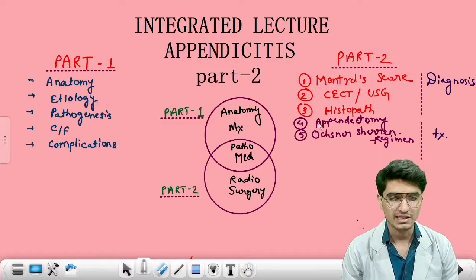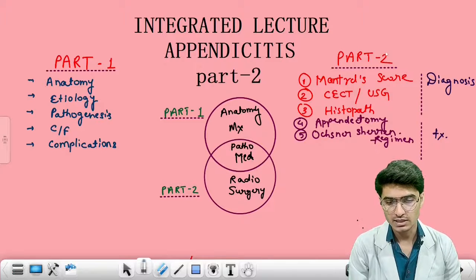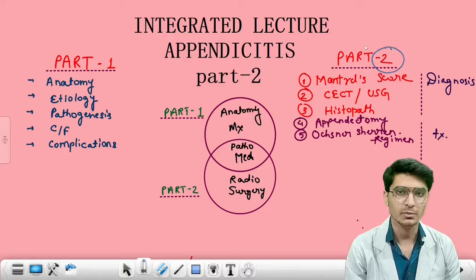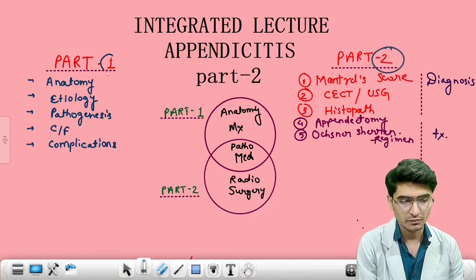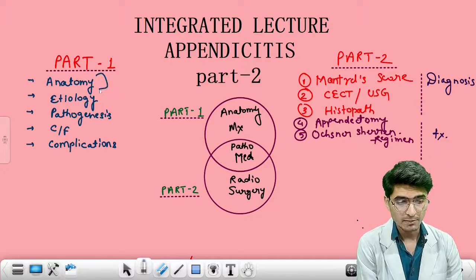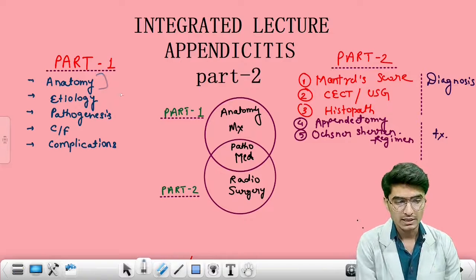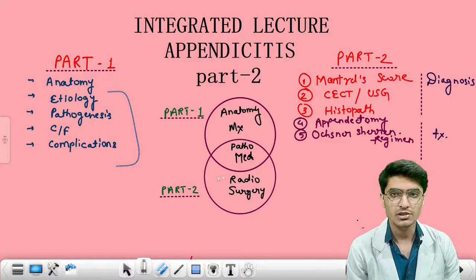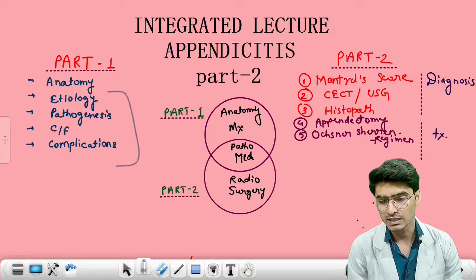So guys, due to health issues, I was not able to record videos for you, but now we will discuss part 2 of acute appendicitis. We have covered part 1 of acute appendicitis, including the anatomy of the appendix, followed by the etiopathogenesis, clinical features, and the complications of acute appendicitis. Today we will discuss the diagnosis and the treatment and management.